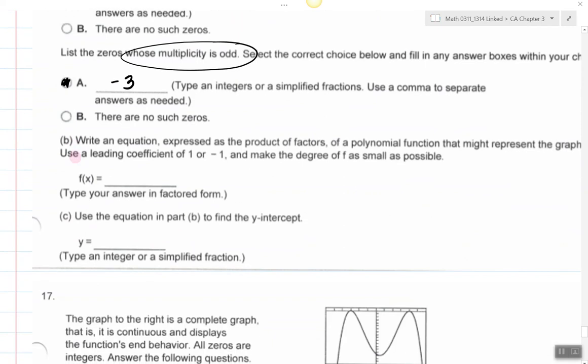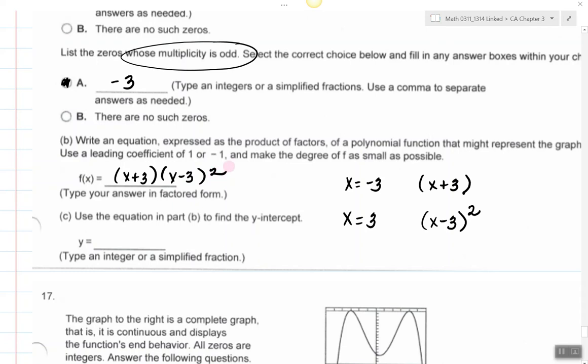All right, when I do this, and I know that x equals negative 3 has multiplicity 1, that's going to be the factor x plus 3. When I have x equals 3, but I know it's multiplicity 2, it's going to be x minus 3, but the multiplicity tells me that it has an exponent of 2. So that will be x plus 3 times x minus 3 quantity squared.